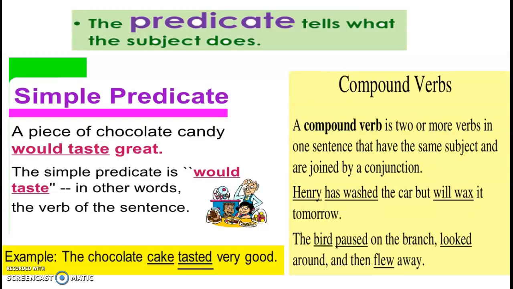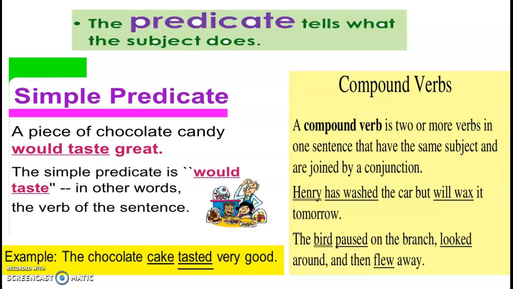Let's talk about the predicate. The predicate tells you what the subject does, it is the action, the thing that the subject is doing. We have the simple predicate, for example: a piece of chocolate candy will taste great. We have here a simple predicate, will taste. And pay attention to this. A simple predicate can be the auxiliary with the main verb, or it can be only a main verb. The simple predicate is will taste.